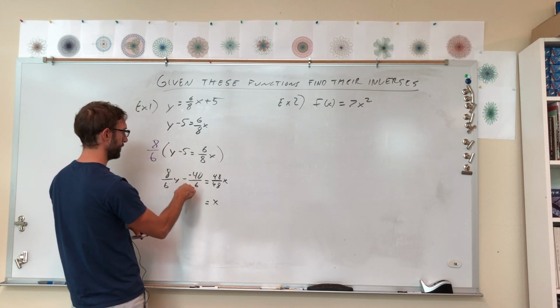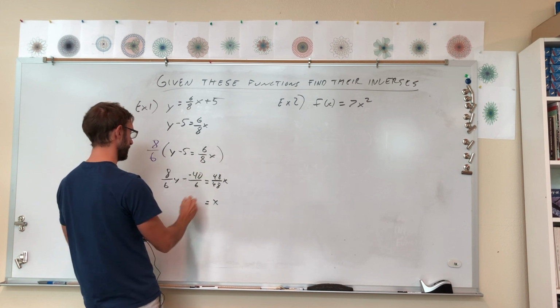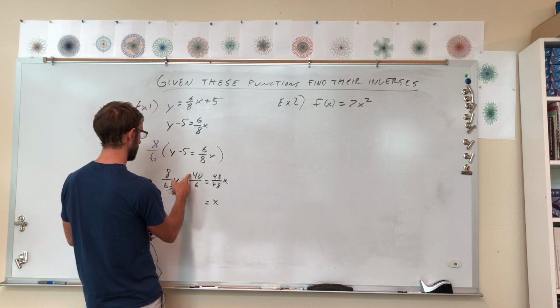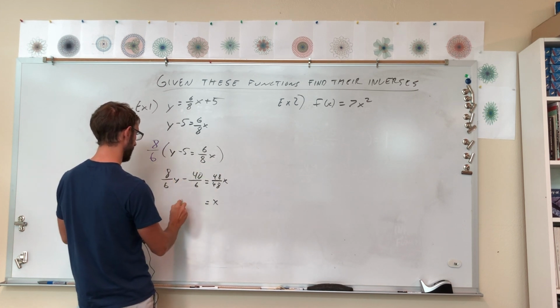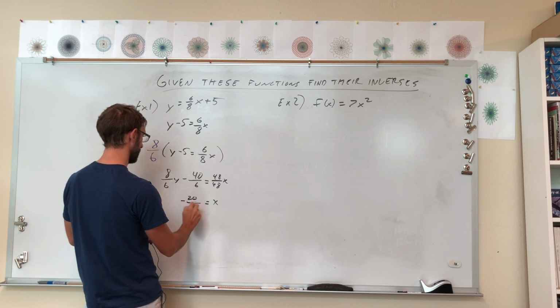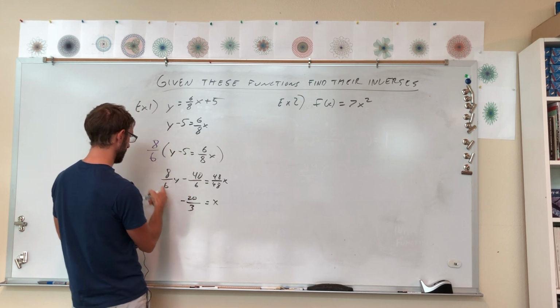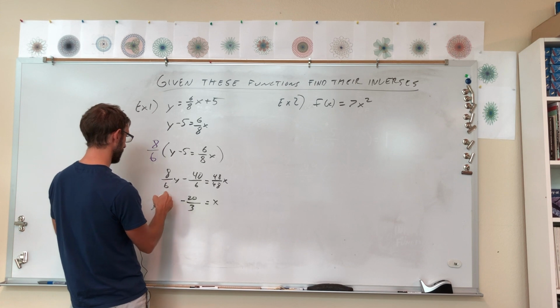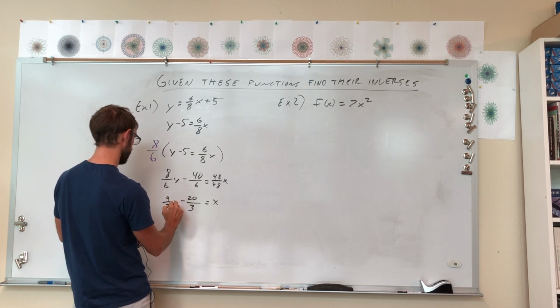And then I'll reduce this as well. Let's see. A 2 goes into both. I'm going to factor out the 2. Whoops, I had an extra negative there. So it should be negative 20 over 3. And I'll take 2 out of here as well. So we get 4/3 x.